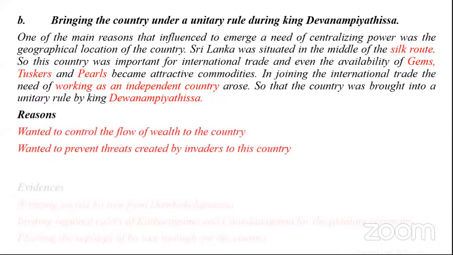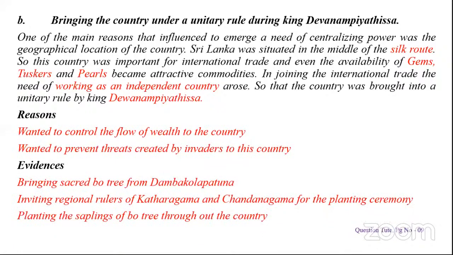Now see the reasons. They wanted to control the flow of wealth to the country, and wanted to prevent threats created by invaders to this country. So evidences, 3 evidences you must write here. Bringing sacred pottery from Dhammakola Patuna, inviting regional rulers of Kataragam and Chandaragam for the planting ceremony, planting the saplings of pottery throughout the country. Now see, this is what you can write about King Devanappa in the development of kingship.